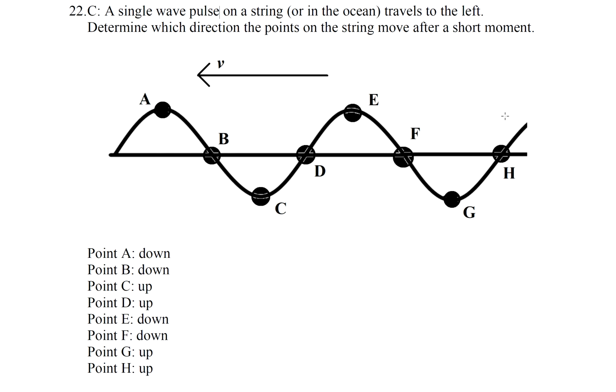So it's like you see two sine waves. And right below A, you're going to see a wave. And right below B, you're going to see a wave. And right above C, you're going to see a wave. And right above D, you're going to see a wave. So A goes down, B goes down, C goes up, D goes up. E goes down, F goes down, G goes up, H goes up. Because the wave is traveling to the left. And after a short moment, what happens is this wave moves to the left. So draw another wave to the left of this.